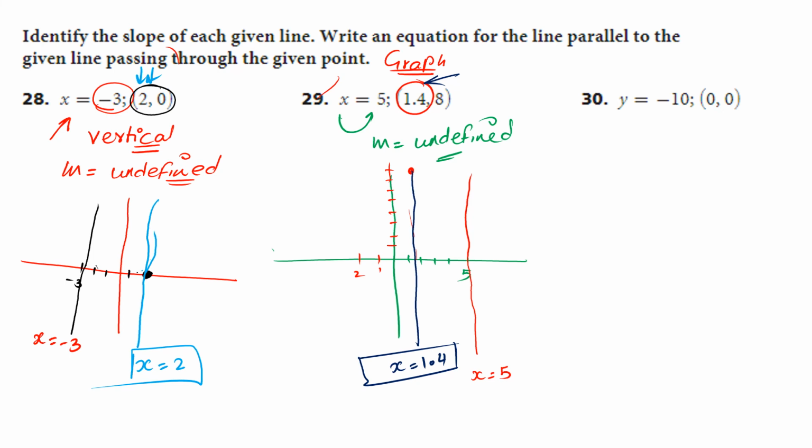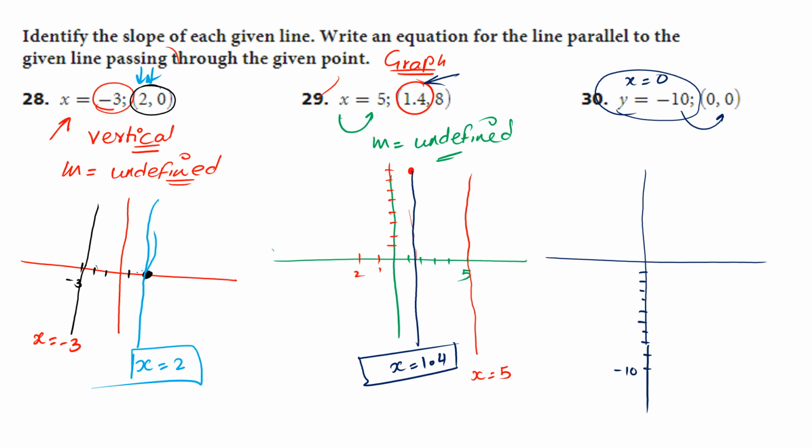Now next question. Here they are asking you y equals -10. The point is (0, 0). y equals -10 means y is given, so x is definitely 0. So 1, 2, 3, 4, 5, 6, 7, 8, 9 and 10. So -10. When the y value is given, then you will draw a horizontal line. And the slope of a horizontal line will always be 0. It means a horizontal line will give you a 0 slope.